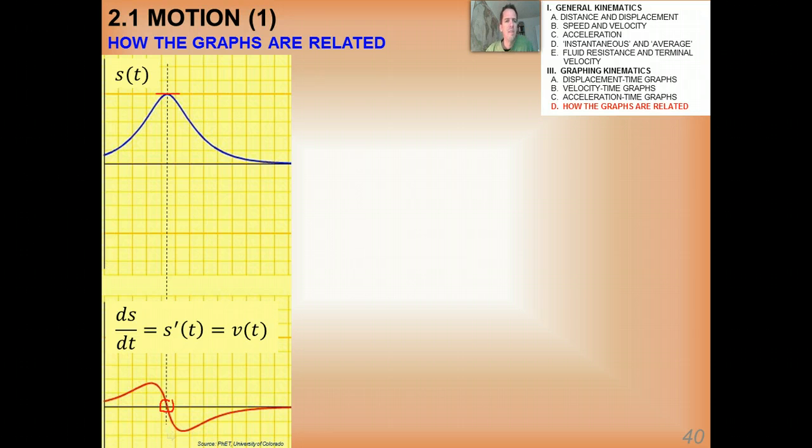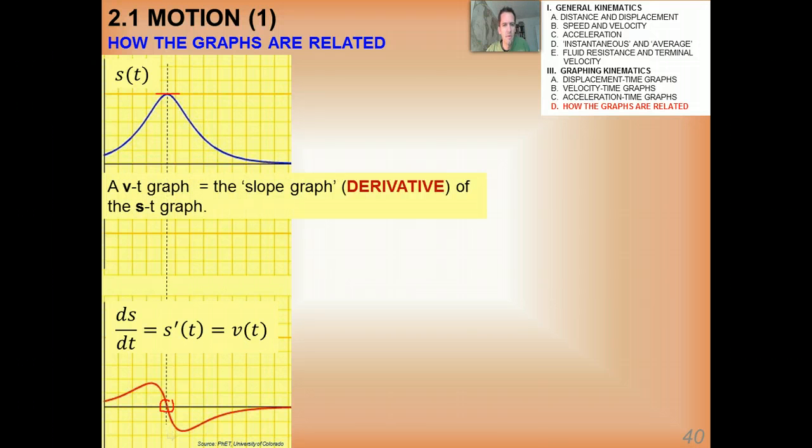So we say that the derivative of s of t gives you v of t. A couple of different ways to write this. We can write it ds by dt, or s prime of t, which is how you guys are going to write the derivative when you study that in mathematics, okay? So the slope graph is the derivative of the ST graph.